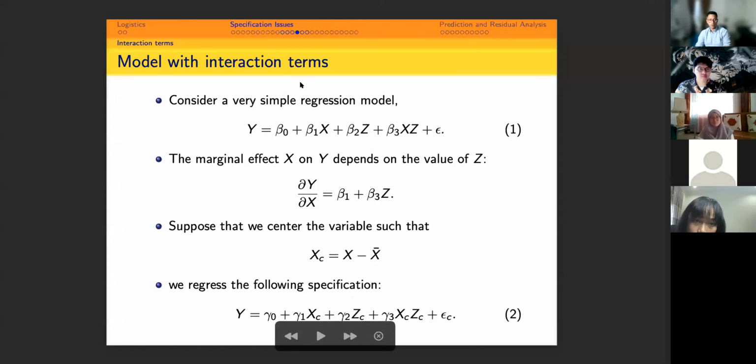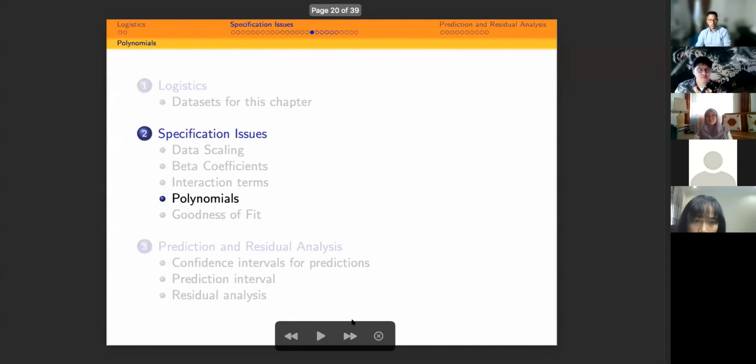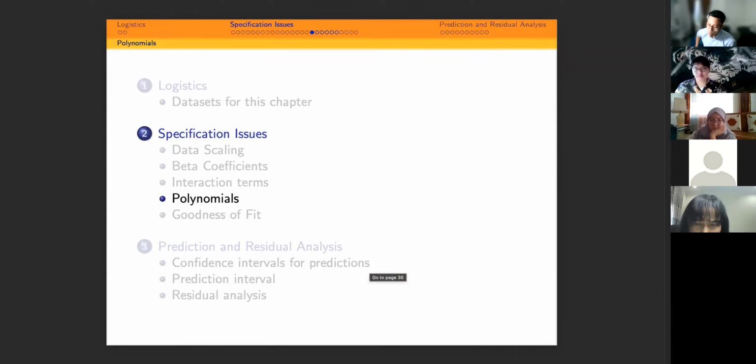Good. Okay. So let me go back to the chapter and let's discuss the chapter. So now we're going to discuss what's called polynomials. Polynomials is basically a function that could accommodate a nonlinear relationship between two variables of interest.